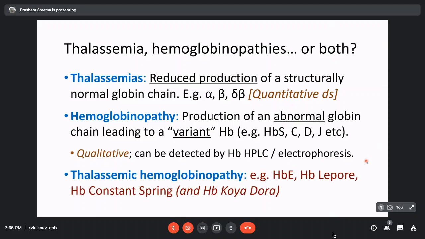And then you have disorders which straddle the two worlds. These are the thalassemic hemoglobinopathies, and examples of these are hemoglobin E, Lepore, and Constant Spring. And there's an Indian variant called hemoglobin Kodaira.